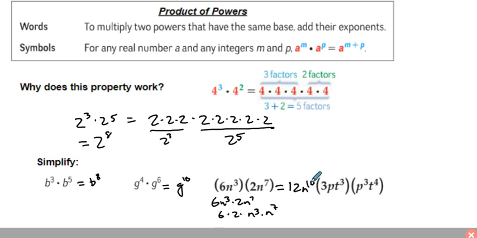And then n to the 10th, because 3 plus 7. And then this one would just be 3p to the 4th power. The big thing is reminding them that if it doesn't have an exponent, it's 1. And then t to the 7th power.